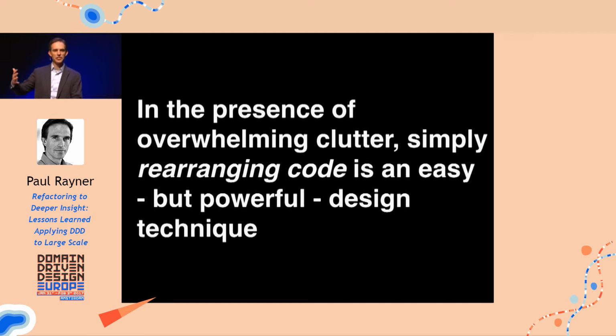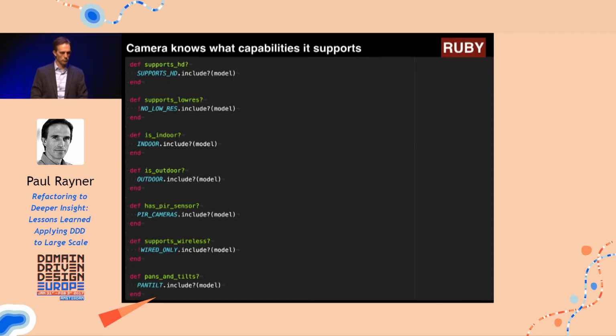Sometimes just rearranging code can be a powerful design technique, where you're not even changing the code, you're just rearranging it. It's like if you ever write a blog post or anything like that, it's that process of just moving thoughts around to look for patterns, to see areas where there's commonality. So don't undervalue the importance of just rearranging code when you have overwhelming clutter.